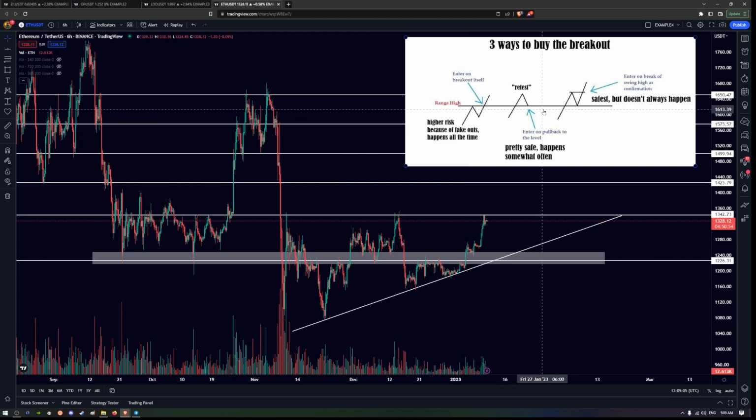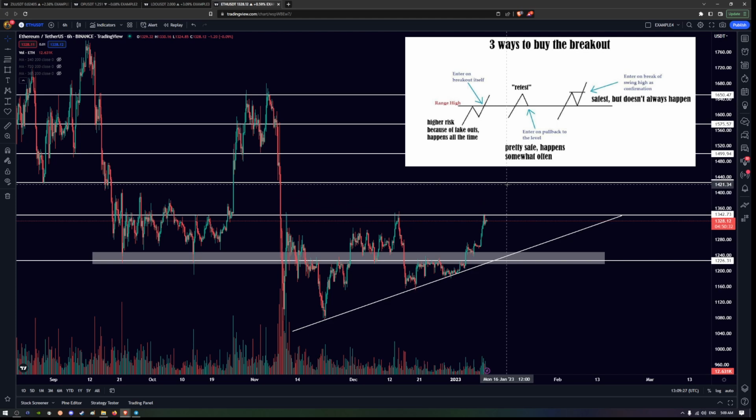You could do three things here again, right? You could enter on the break itself. So if Ethereum starts to move above this level, you could use that as your first entry. If it comes up and then comes back down, that would be a retest for your second entry. And then the safest option is once it has broken out, comes down and retests, and then breaks above the previous high again. That could be a third entry.